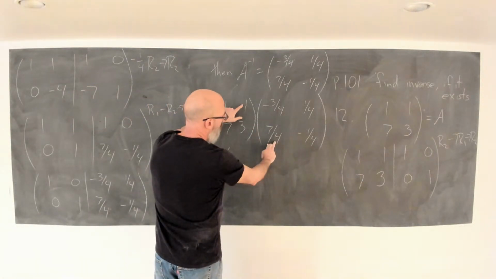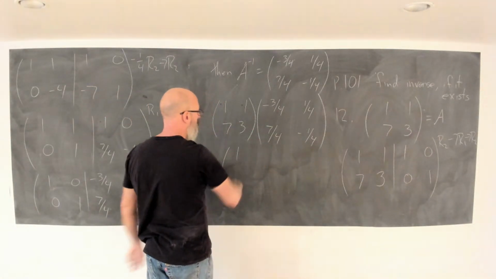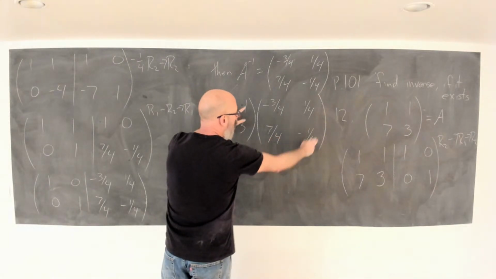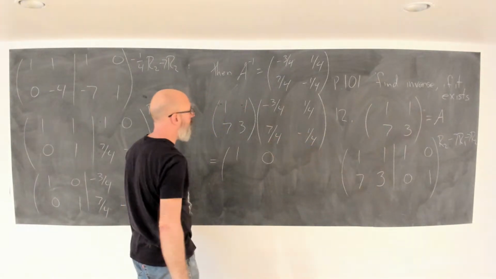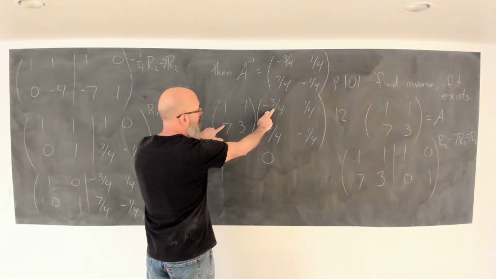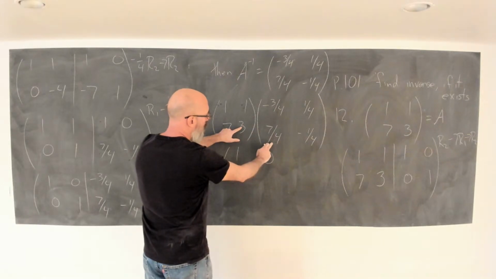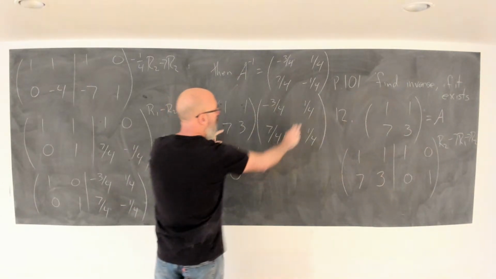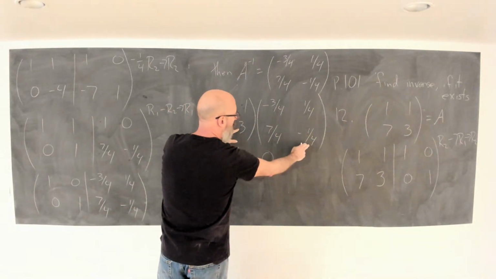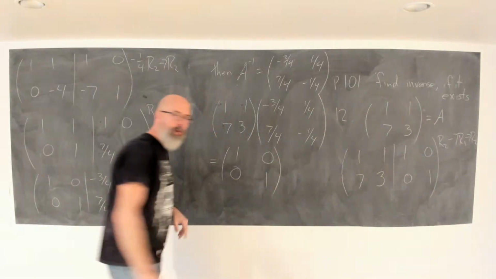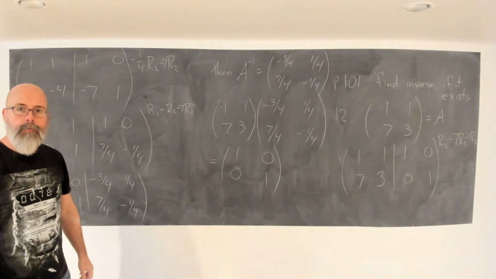Minus 3 over 4 plus 7 over 4 is 4 over 4, which is 1. 1/4 minus 1/4 is 0. Minus 21 over 4 plus 21 over 4 is 0. 7 over 4 minus 3 over 4 is 4 over 4, which is 1. Very nice.